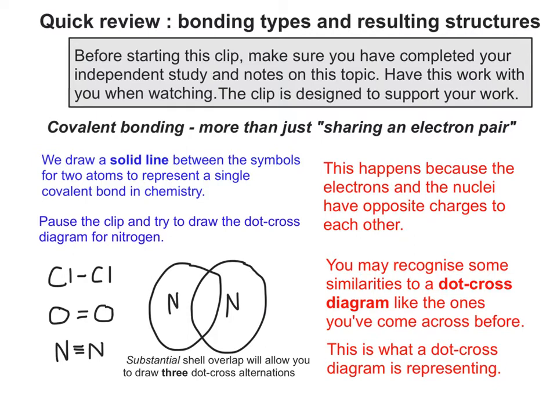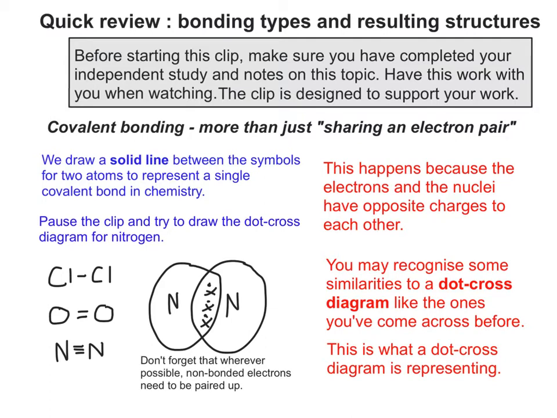So first of all, the substantial shell overlap will allow you to draw the 3 dot-cross alternations, like so. So you've got to be careful here. You need to think, how many electrons does each nitrogen atom have in its outer shell to start with? Now, because nitrogen is in group 5, that must mean it's got 5 electrons in its outer shell.